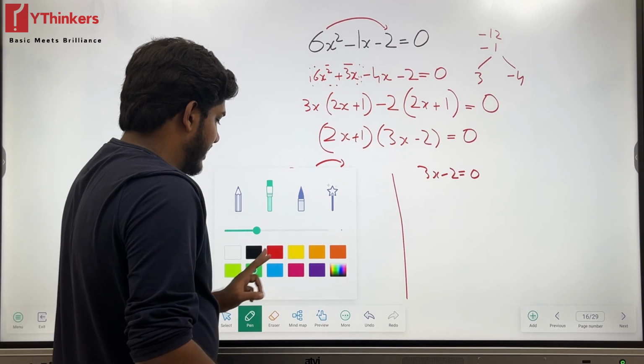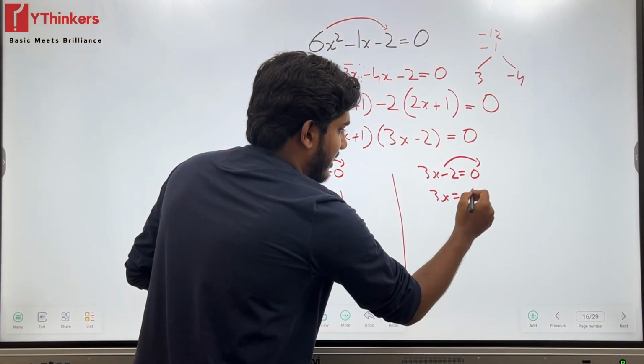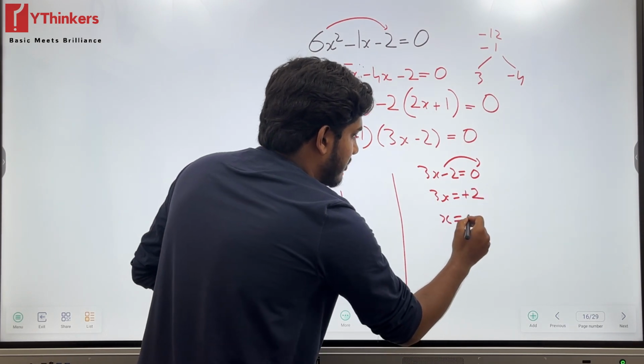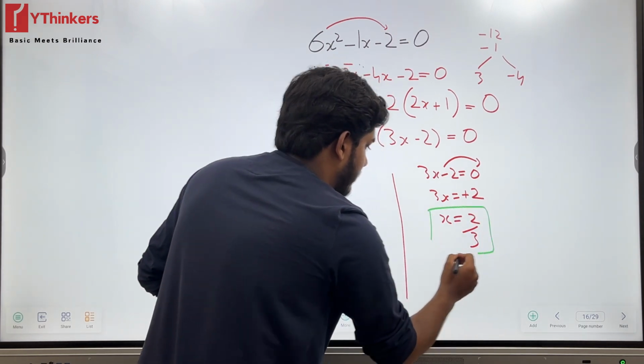Let's see what the other value of x is. I want to shift minus 2 to that side, so minus 2 will become plus 2. The x value will be 2 by 3. Okay, so I have got the x values.